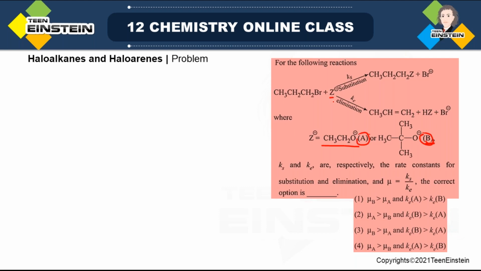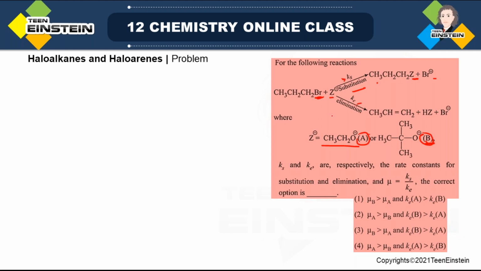So when we are using Z with CH3CH2CH2Br, we are getting a substitution reaction. This is the corresponding rate constant. As it is substitution, the notation is Ks. The product is Br simply replaced by Z. So obviously this is substitution. Br is removed as the leaving group. But there is another possibility, which is elimination.